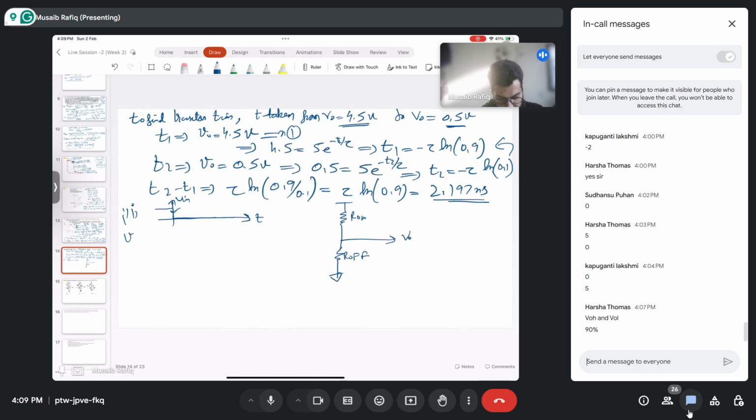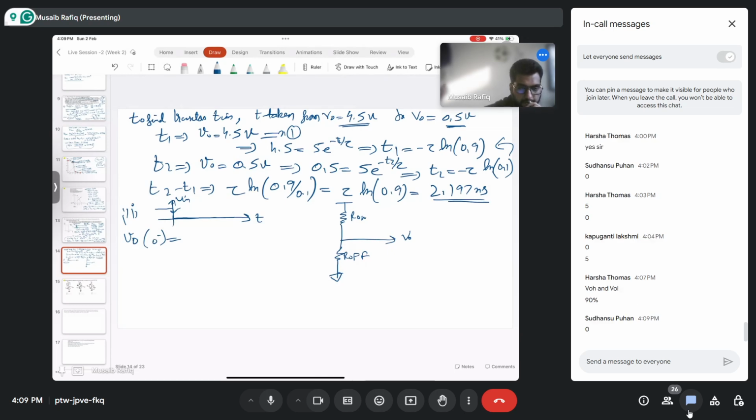So here V0 of 0 minus is how much? Anyone? What will be the V0 of 0 minus here? Yes, it will be 0. And what will be V0 of infinity?